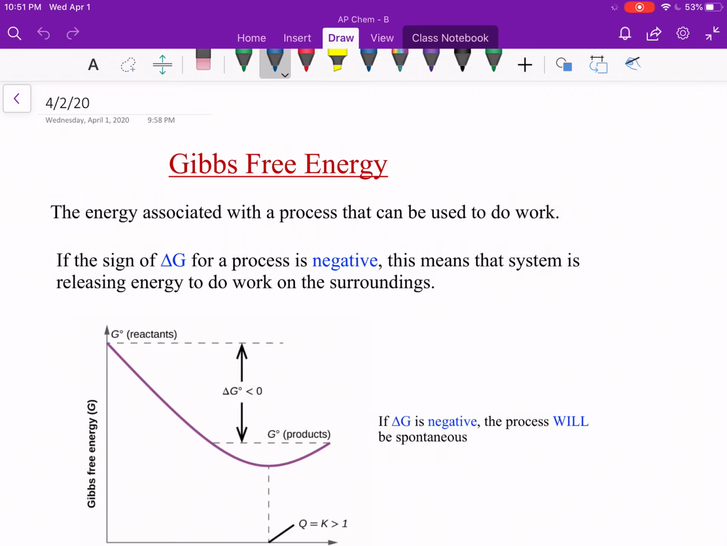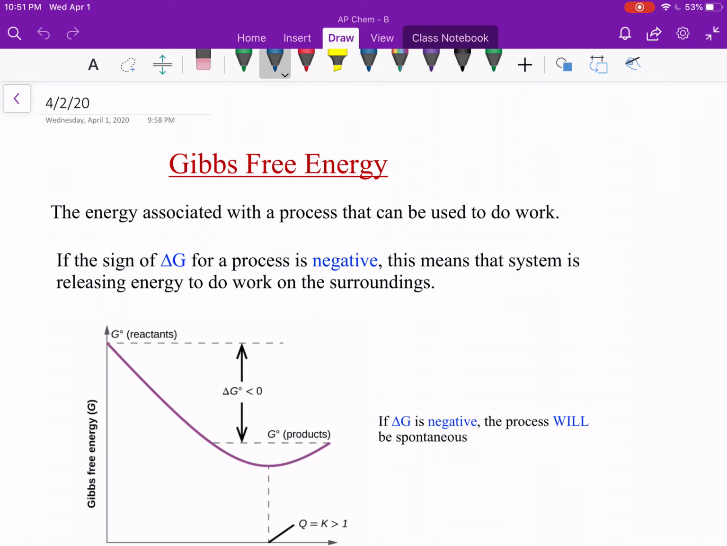Hey y'all, today we're going to begin our discussion on Gibbs free energy. We're just going to do a brief overview today, and then tomorrow we'll get into some calculations of how we use Gibbs free energy.